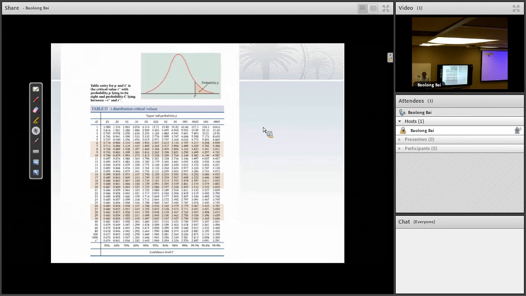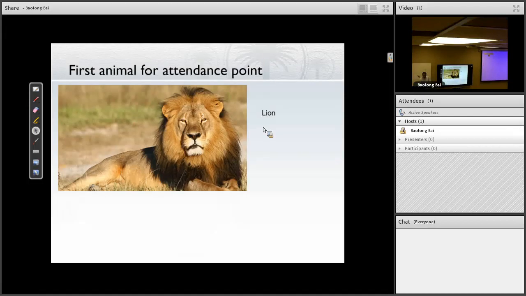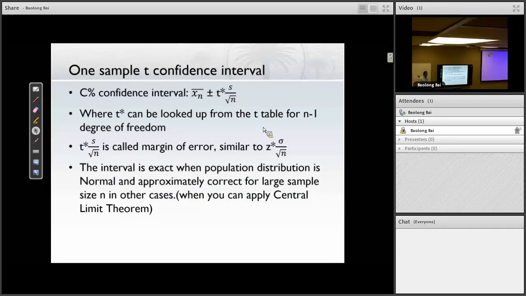So this is a T distribution table. We're going to go back here to learn about how to use it. The first animal for this lecture is a line. All right. So we have two different kinds of inferences. One is confidence interval, the other is hypothesis test. So we're going to start with confidence interval.